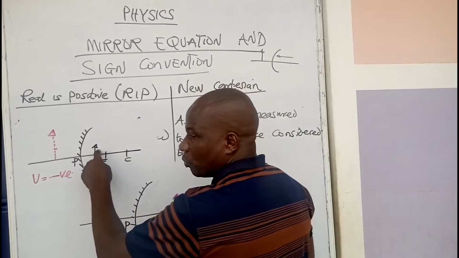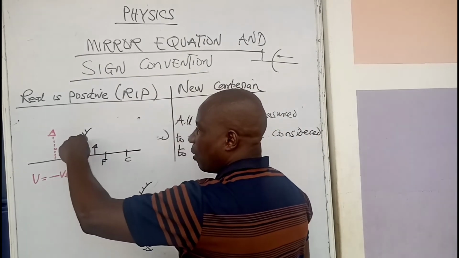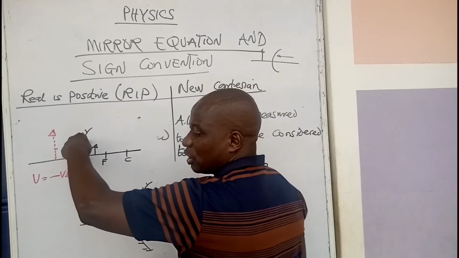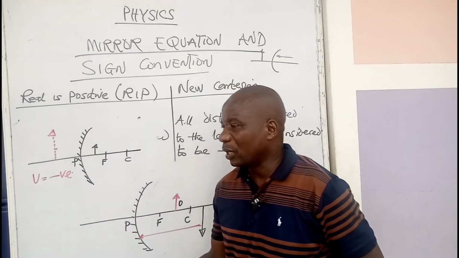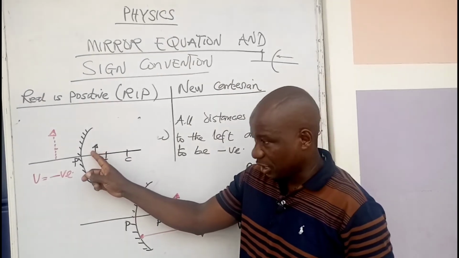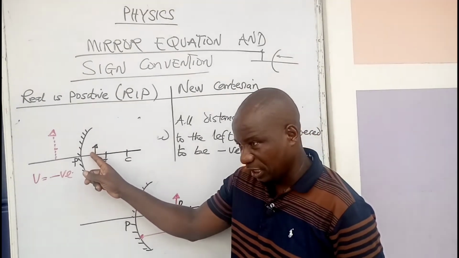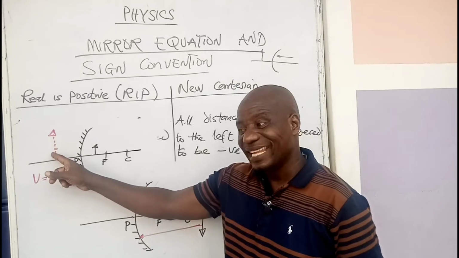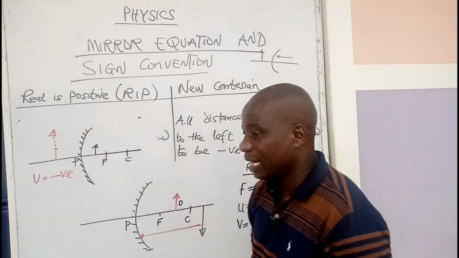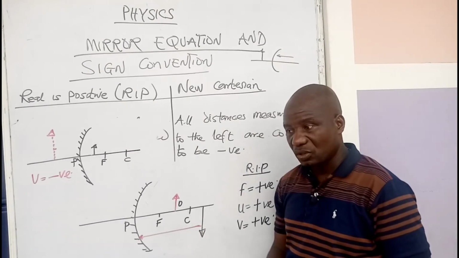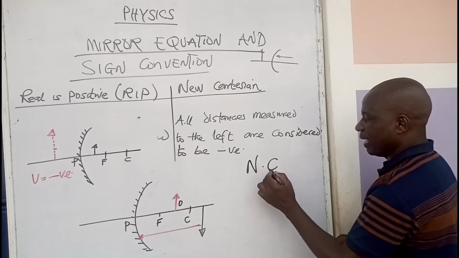Why this one is going to be what? Is going to be positive. Our focal length is going to be what? Is going to be positive. Are you getting now? Well, let's see. Which one are going to be positive? Focal length, positive. Object distance, positive. Image distance, negative, because it's virtual. It is forming at the back. Is that understood? New Cartesian, NC.